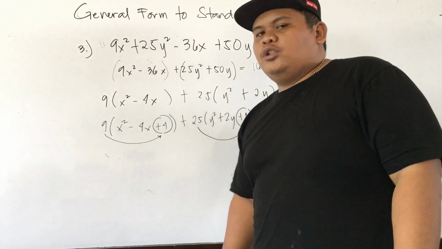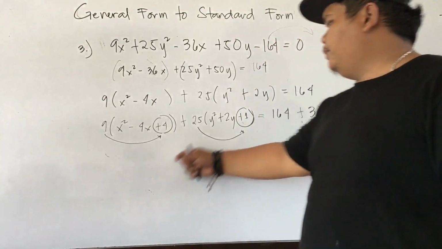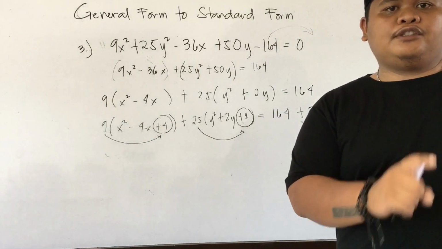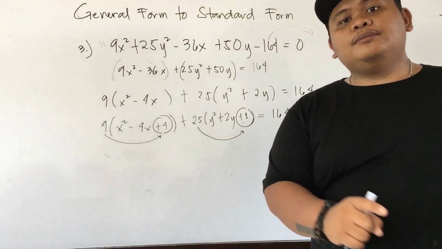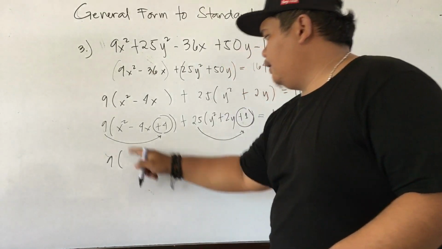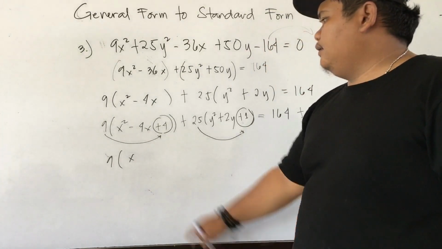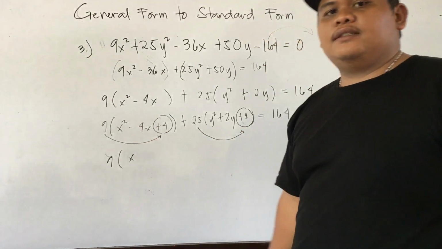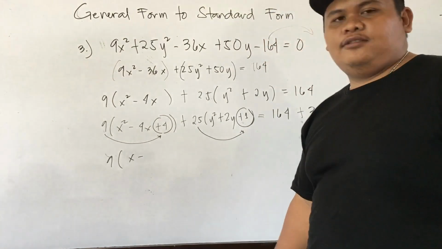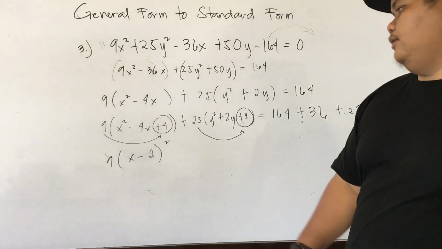Okay, so after completing the squares and balancing the equation, we are going to write our perfect square trinomial into binomial form. So this is 9, and the square root of x squared is x. And since the sign is negative, we have a minus sign here, and the square root of the last term is 2. Then we're going to put our exponent.